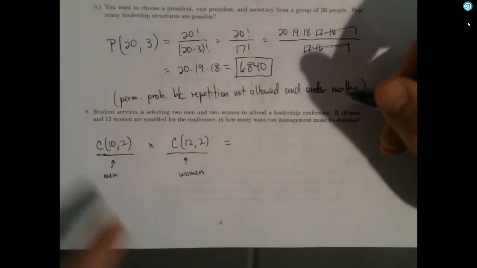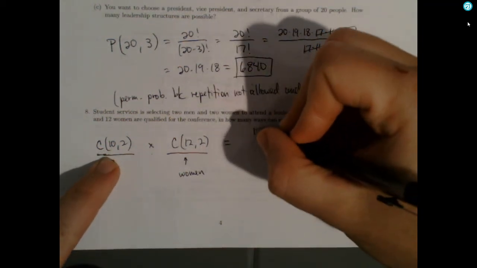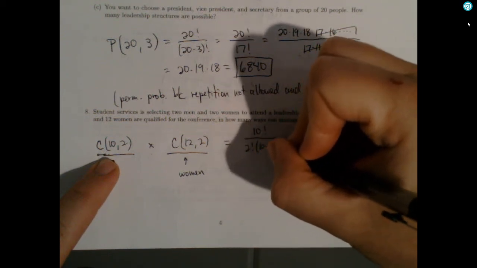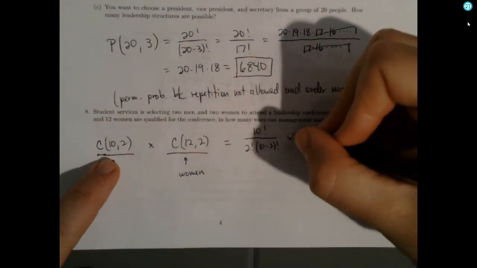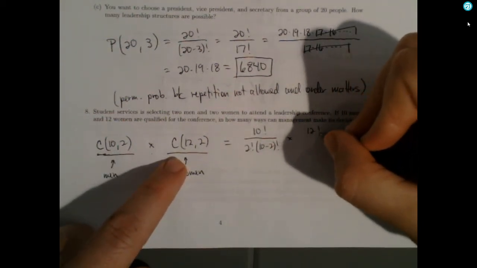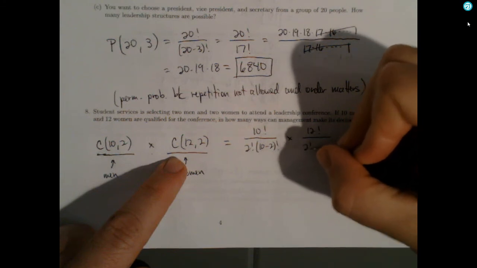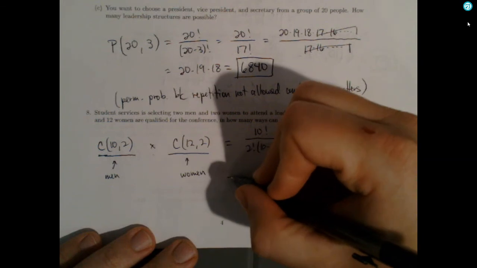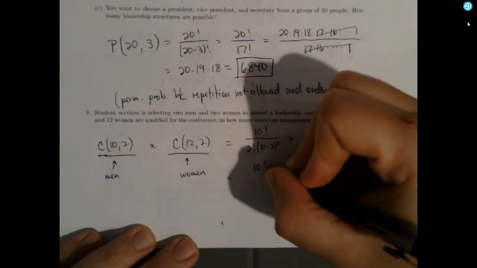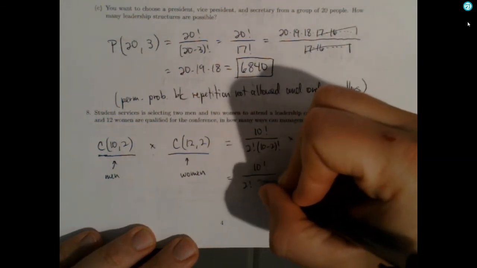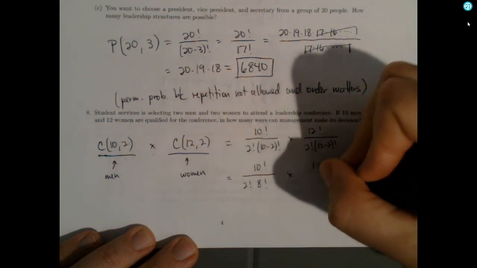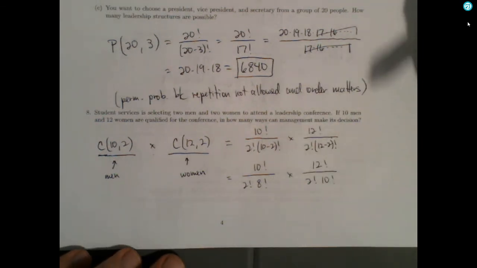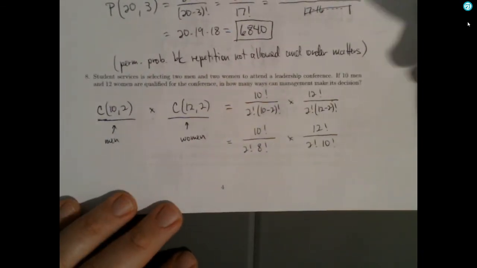Okay, so that's how you would set up this problem. Now, for this one, it's going to be 10 factorial divided by 2 factorial times 10 minus 2 factorial. And then for this one, it's going to be 12 factorial divided by 2 factorial times 12 minus 2 factorial. So that's 10 factorial divided by 2 factorial times 8 factorial, times 12 factorial divided by 2 factorial times 10 factorial.